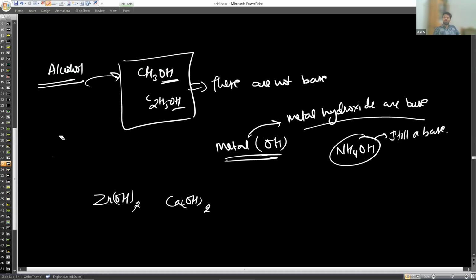Okay, note it down. Except ammonium hydroxide, which does not contain any metal here, but still it is a base. Except this one. Note it down.